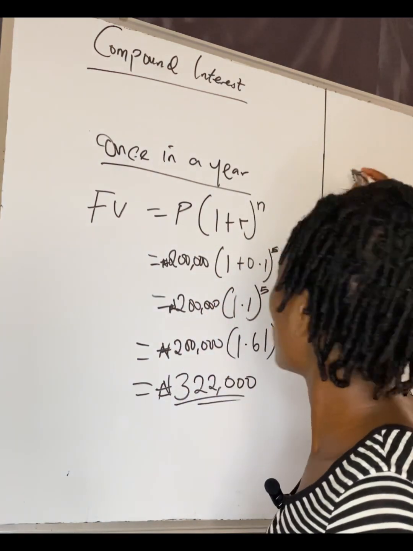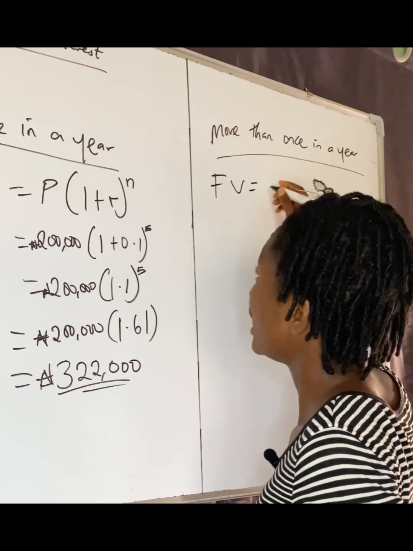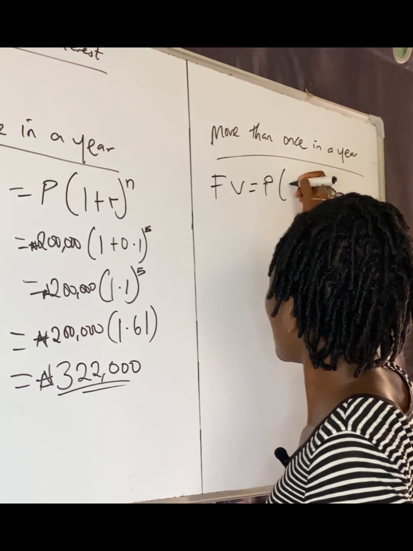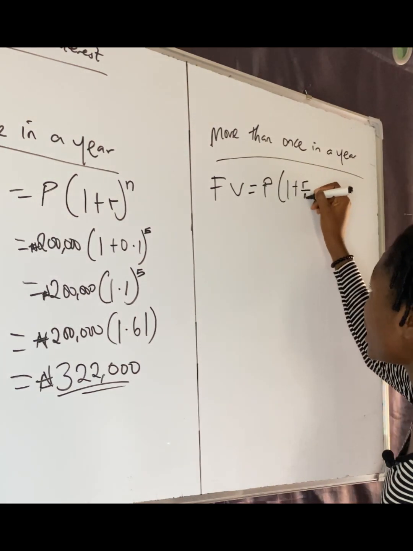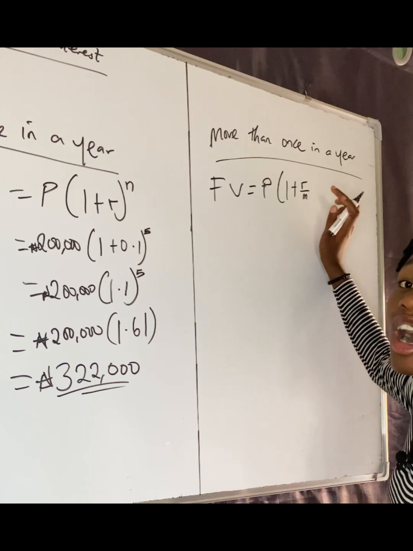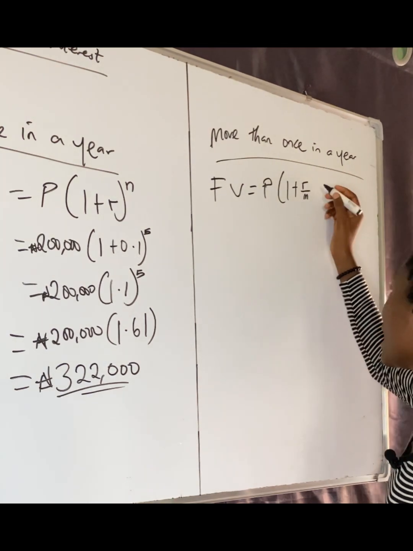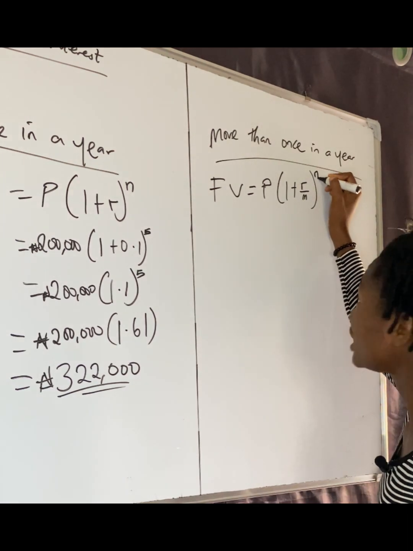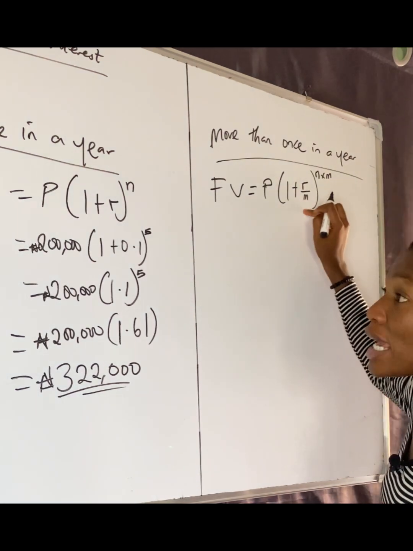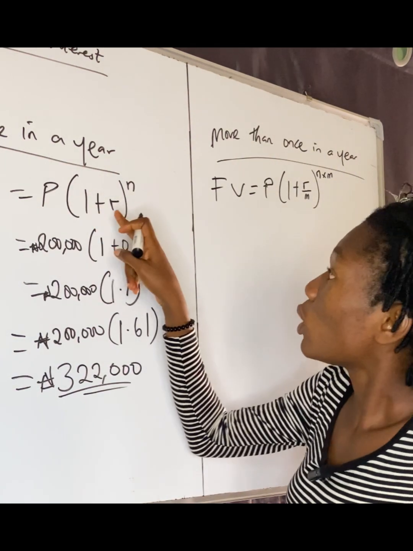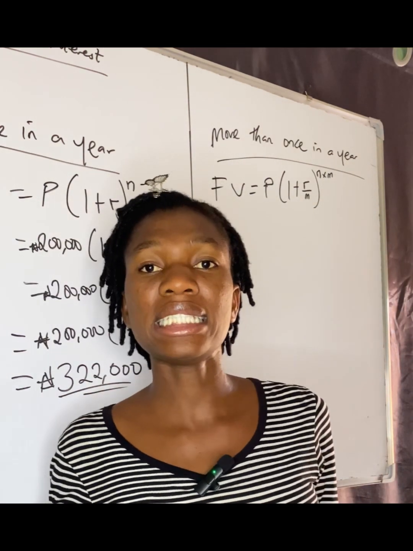Now, for the case of more than once in a year, this is our future value formula. Our future value is equal to our principal multiplied by, in our bracket, 1 plus our rate divided by m, where m is how many times that interest is paid in a year, raised to the power of the number of years times how many times interest was paid in a year. So we are introducing an m, different from the previous formula, which is the number of times that interest was paid in a year.